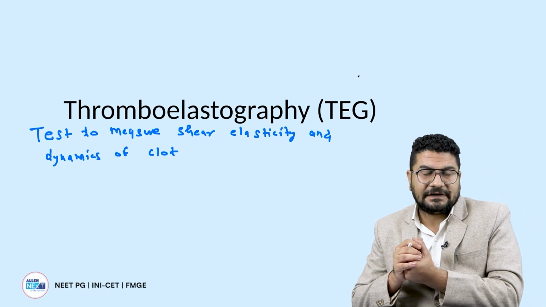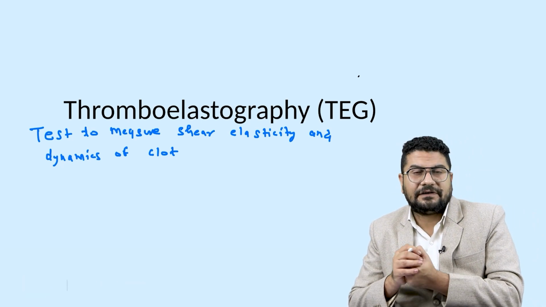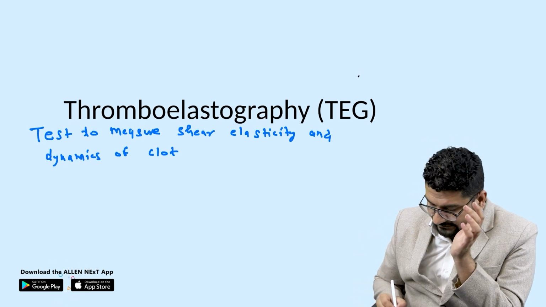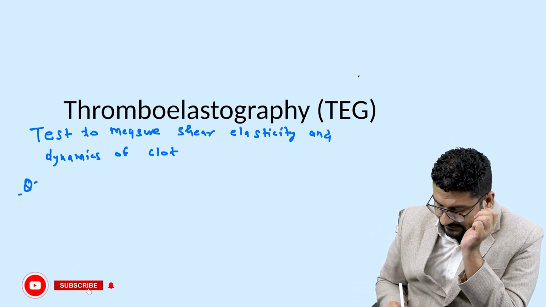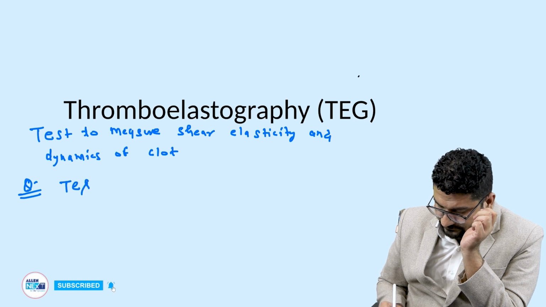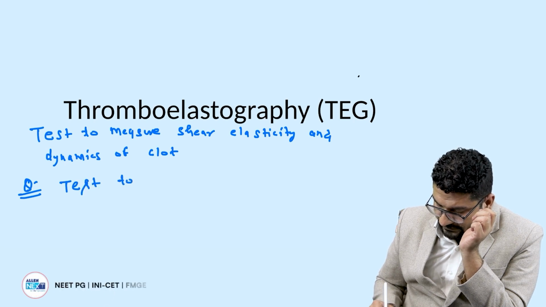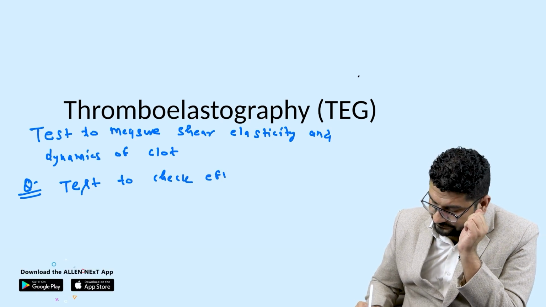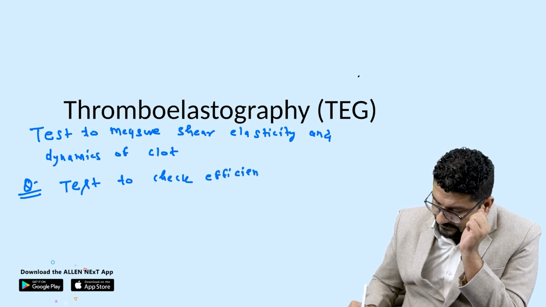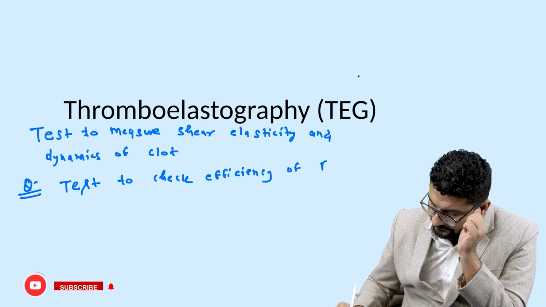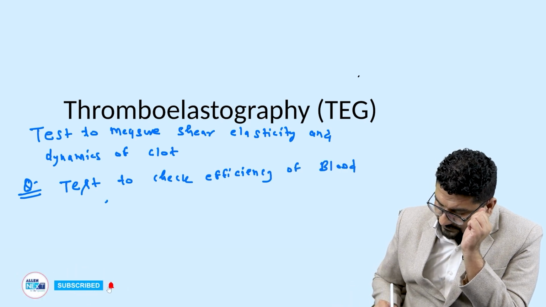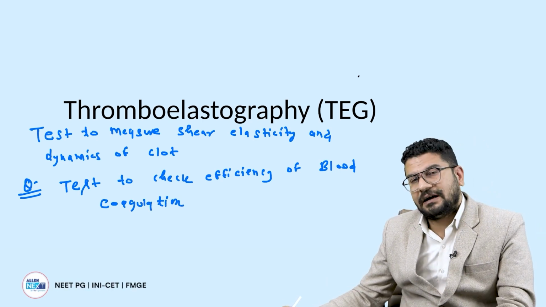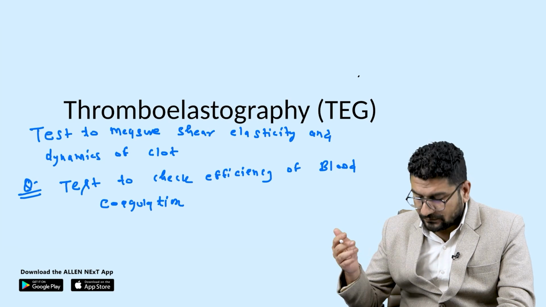Now understand, basically this is a test where we can check how efficient our blood clotting system is working. This question came once in the exam. It is a test to check the efficiency of blood coagulation. In the last few years, there have been exam questions based on the thromboelastogram.